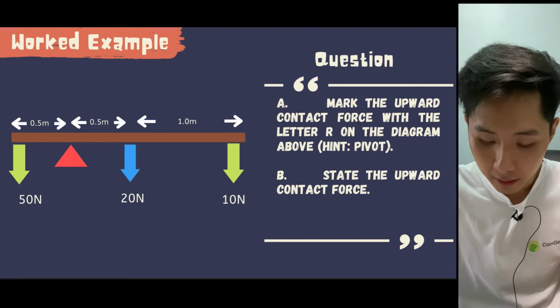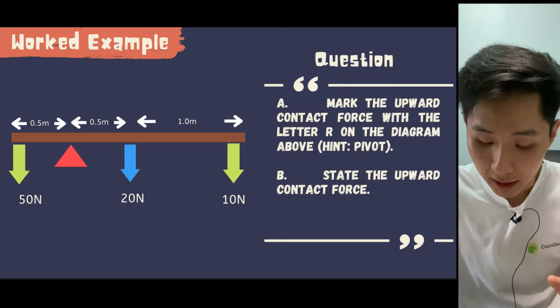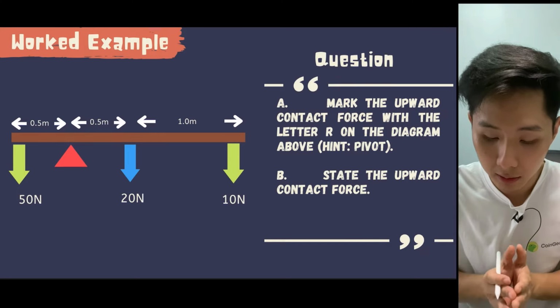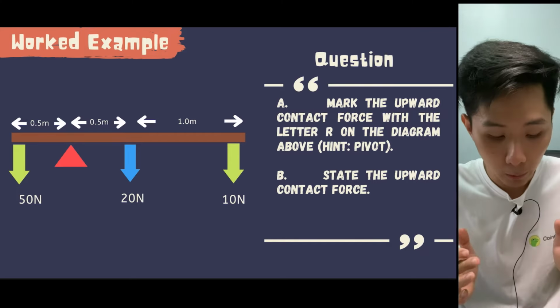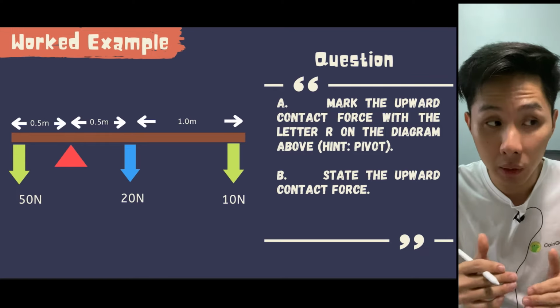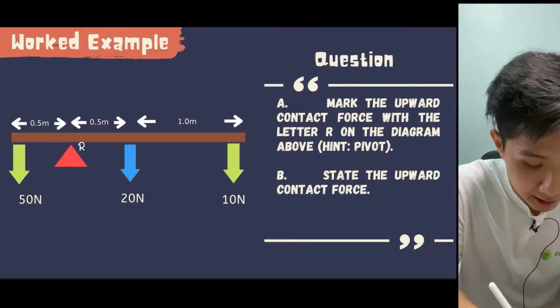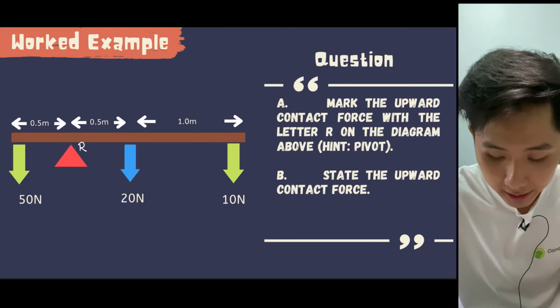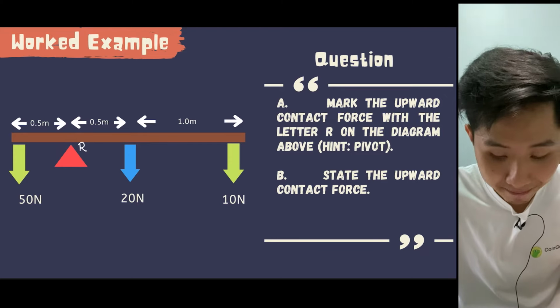And now, follow-up question: mark the upward contact force with the letter R on the diagram above. So in order to know what the contact force is, we have to see where the pivot and the bar contact. And in our case here, this is where the upward contact force will be.